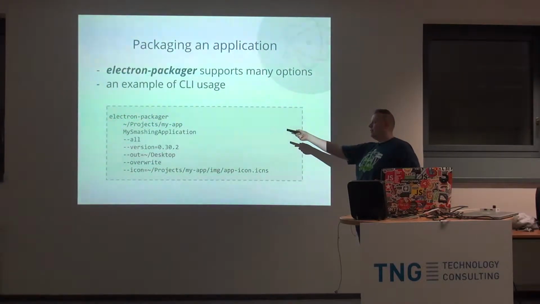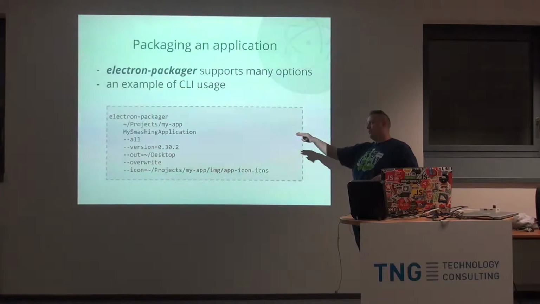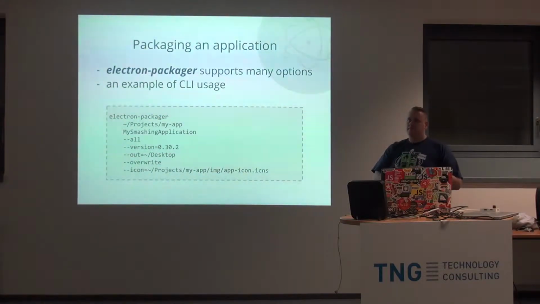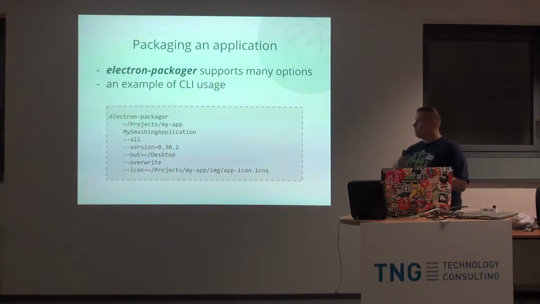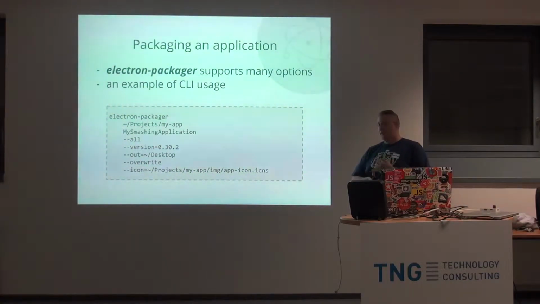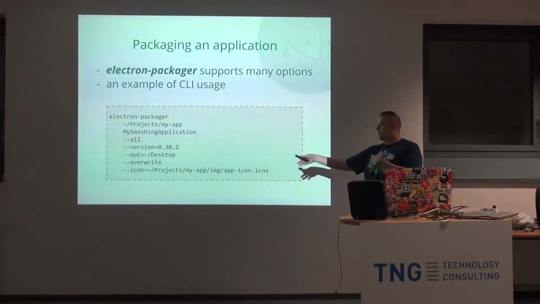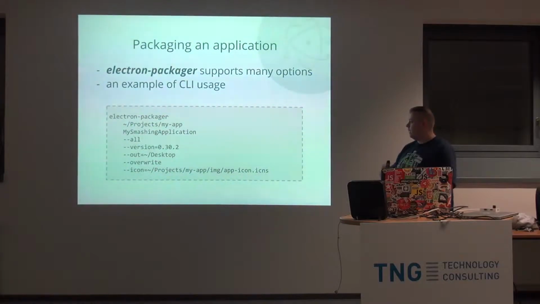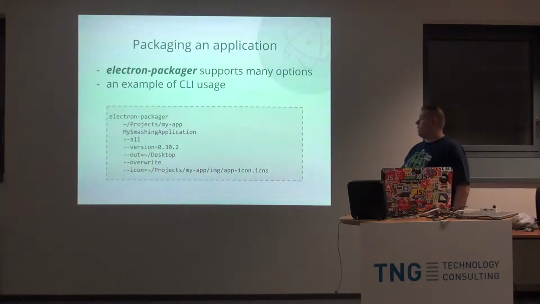So you tell it where it is. It's a path. You tell it what the name of the app is. That's the directories that it's going to generate when generating your builds. This all switch is pretty cool because it replaces all your targeted platforms and CPU architectures. So it's Windows, Linux, Mac OS, and on 32-bit and 64-bit. So saves a lot of time. Version of Electron, where it should be placed, if it should rewrite previous applications, and of course, a nice icon. You have to have a nice icon for your app.